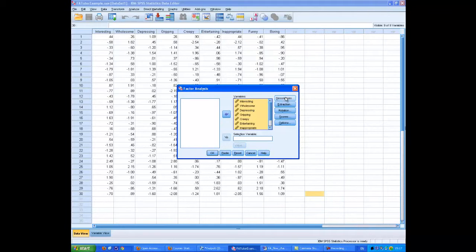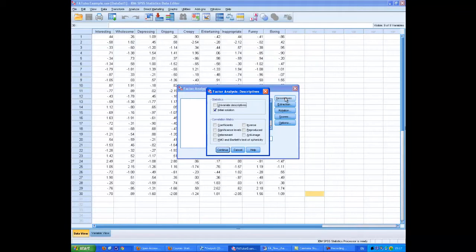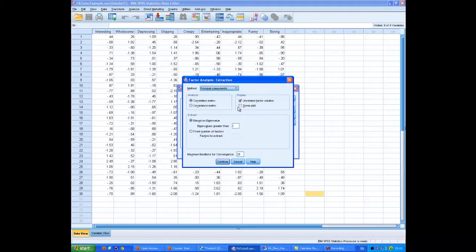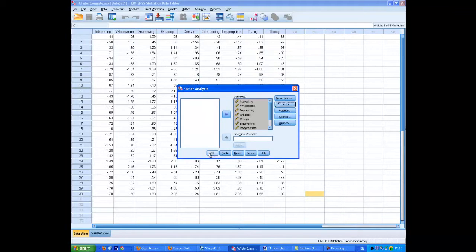Let's just go through these boxes. The first one to open up is descriptives, and here we need to click KMO and Bartlett's test of sphericity. At this stage the only other thing I'm going to do is go into extraction. And I'm going to check the scree plot button, because that's a very useful piece of information.